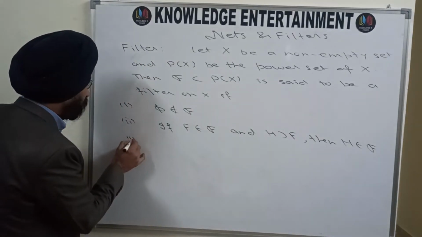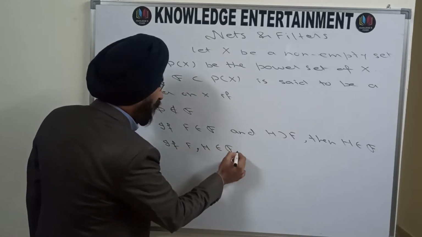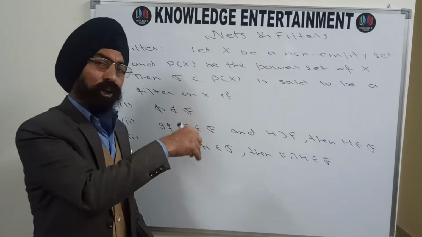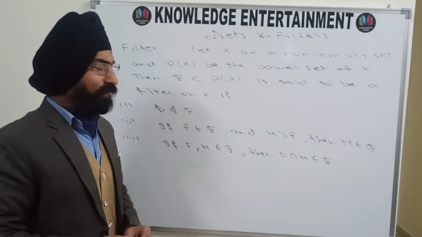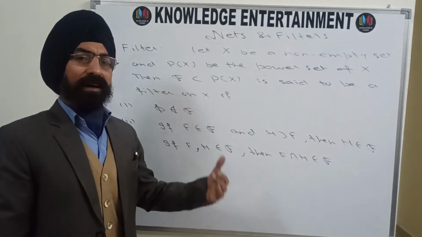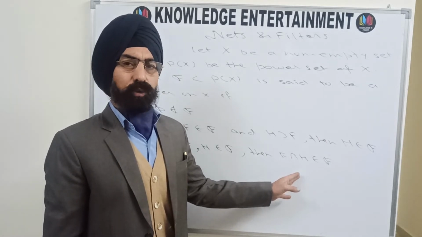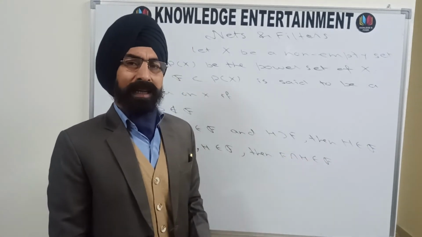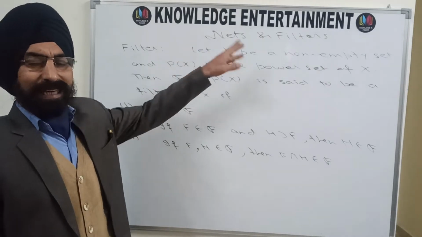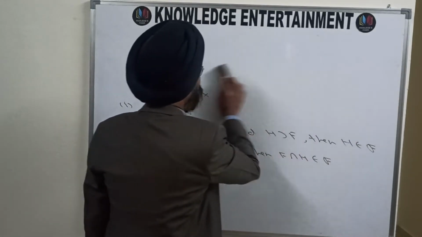And the third condition is if F and H are two members of F, then their intersection F intersection H also belongs to F. That means we are talking about finite intersection. If you take any finite number of members from the family F, that means F1, F2, F3 and so on up to Fn, then their intersection F1 intersection F2 intersection and so on up to intersection Fn must also be there in F. If these three conditions are satisfied, then this collection F of subsets of X is said to be a filter on X. So this is the basic definition of a filter, what a filter is.